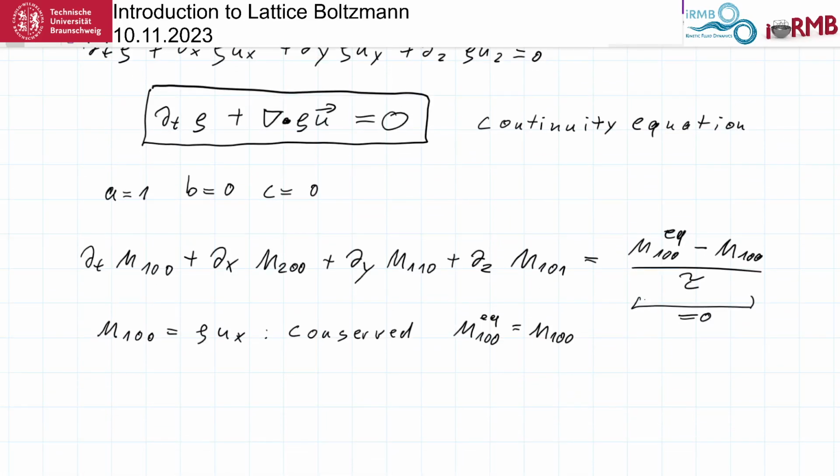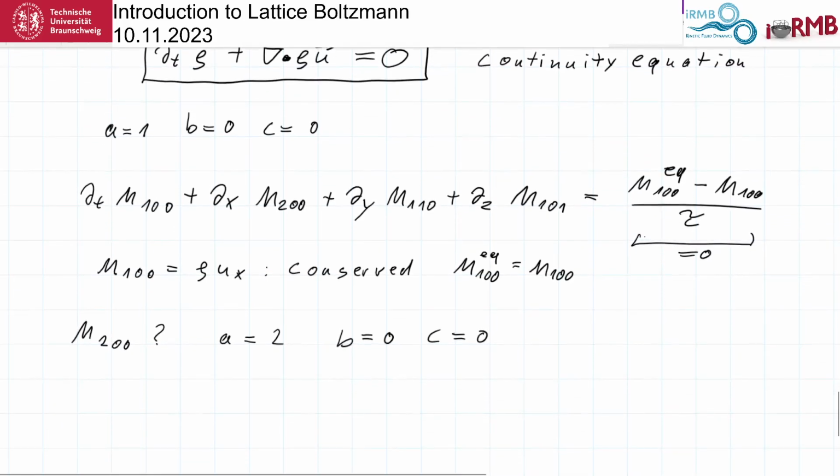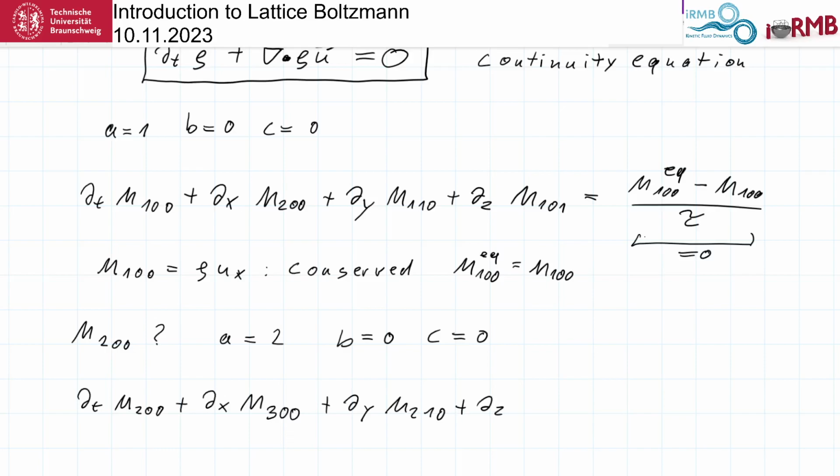So let's look at what this actually is. m200: we have to express this as A equal to 2, B equals 0, and C equals 0. And now we get an equation for it: dt m200 plus dx of, so what? Which indices? m300, plus dy m210, plus dz m201.